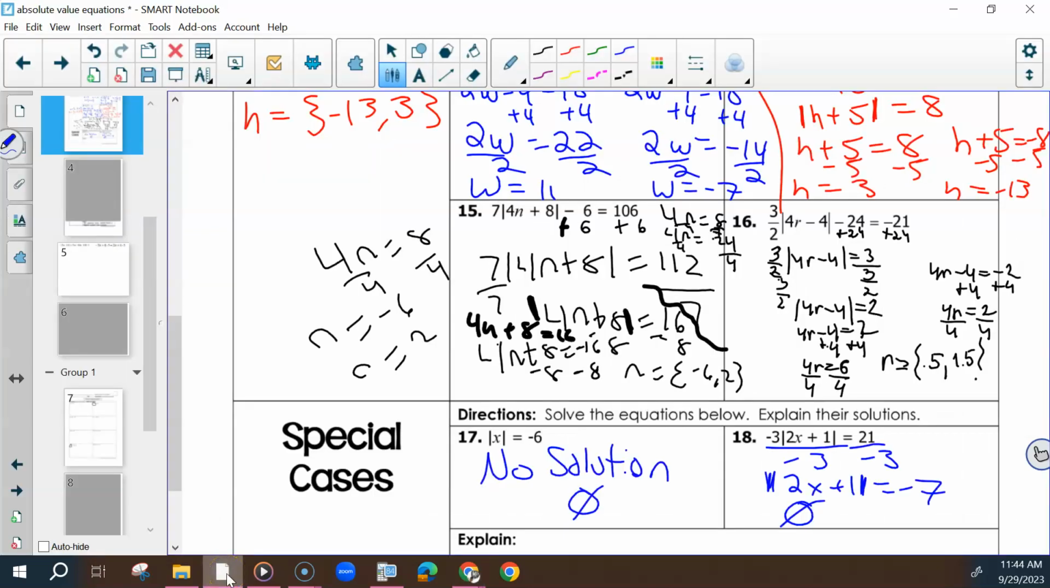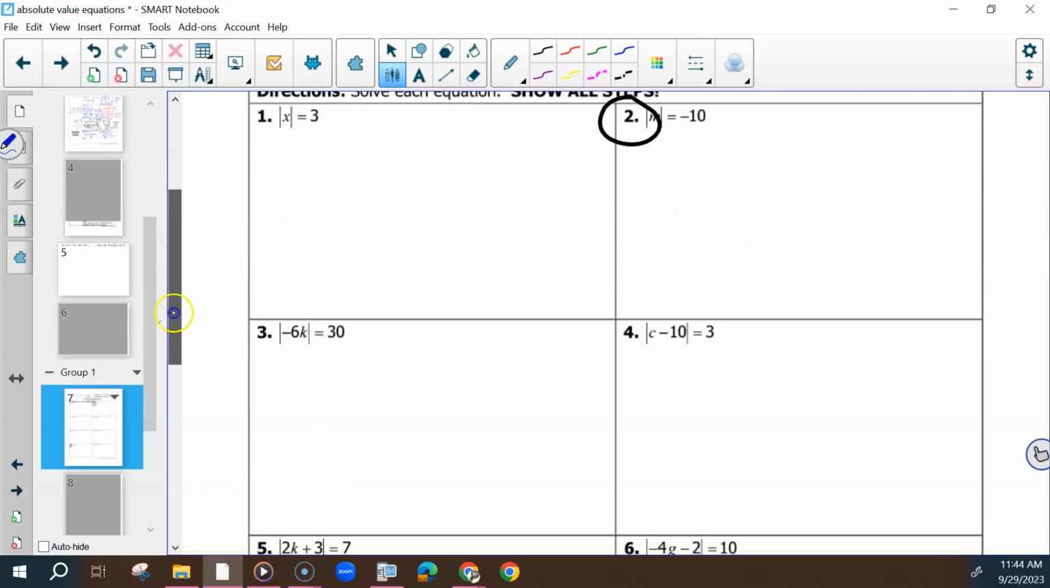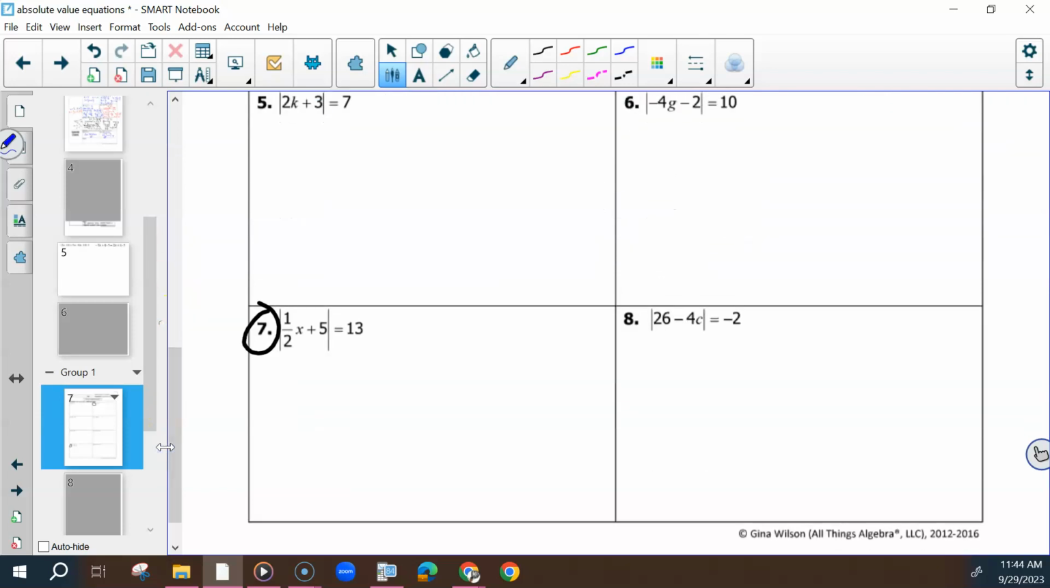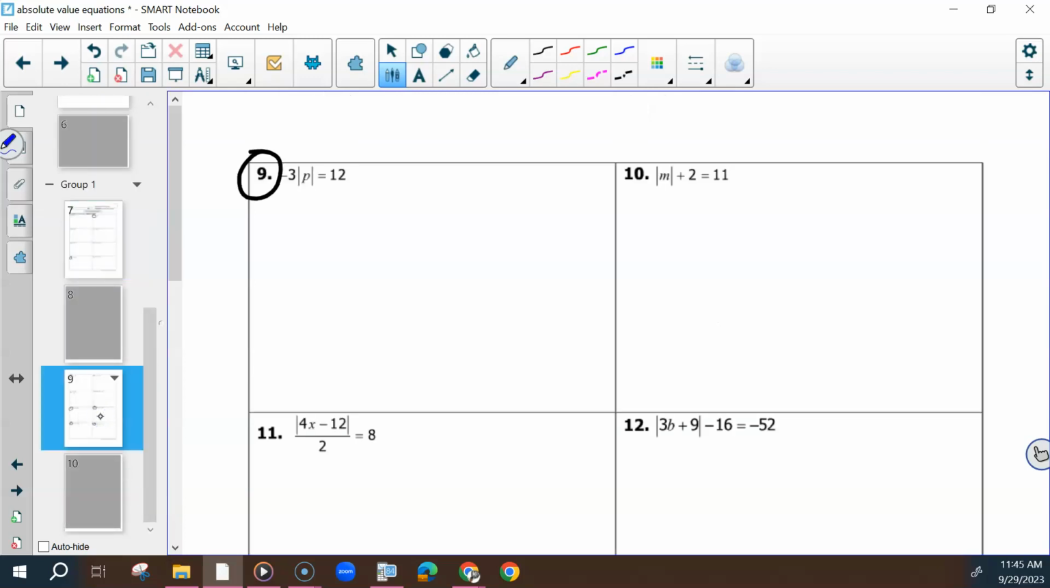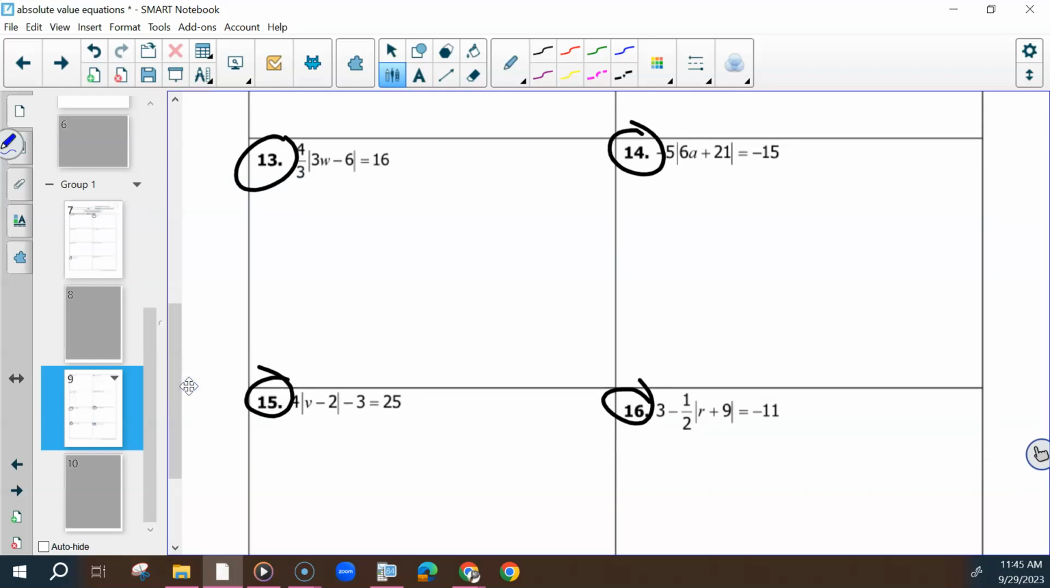I want you to practice the following on the last page, front and back. So circle star these. Number 2, number 7, and then flip it over to the back. Number 9, and then 13 through 16. So 2, 7, 9, 13 through 16. You can use each other, work with each other, use your notes, use Desmos, use your calculator.